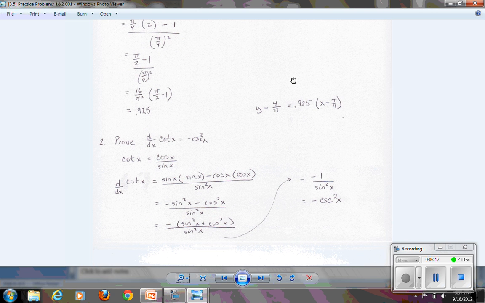Okay, and then the second one asked you to prove that the derivative of cotangent is negative cosecant squared of x. So cotangent, if I rewrite it algebraically, it's cosine over sine. And then I think quotient rule. So bottom times derivative of the top, derivative of cosine is negative sine, minus top times derivative of the bottom, derivative of sine is cosine, all over the bottom squared. I simplify it to here, I factor a minus sign out, and then I see Pythagorean theorem right in here. So sine squared plus cosine squared is 1. I plug that in, and sure enough, I have negative cosecant squared x. I proved it.